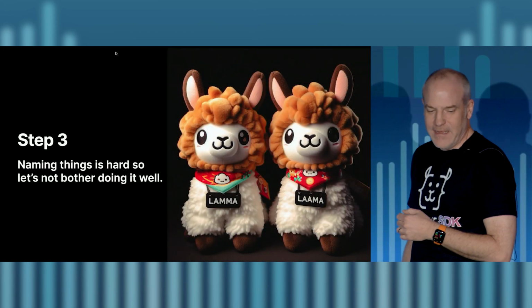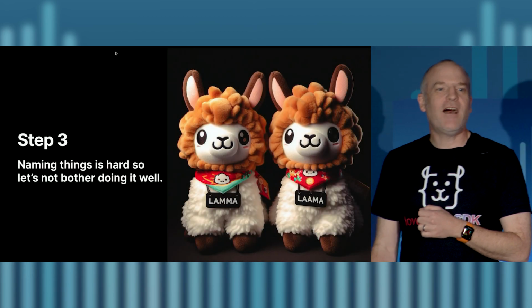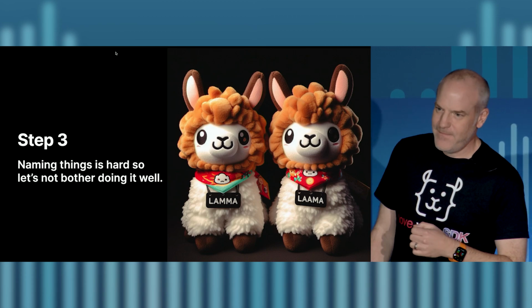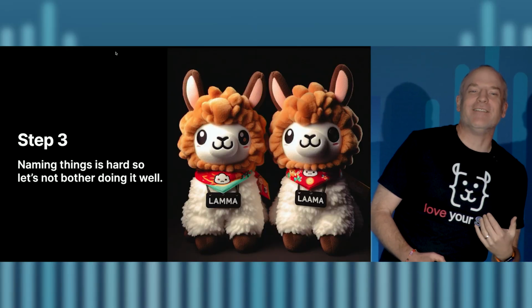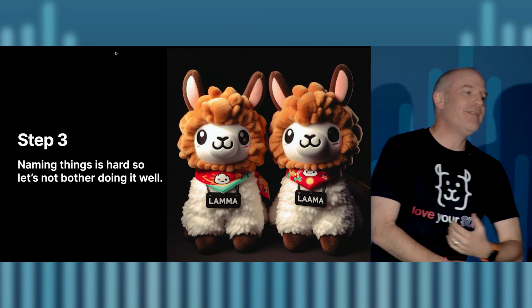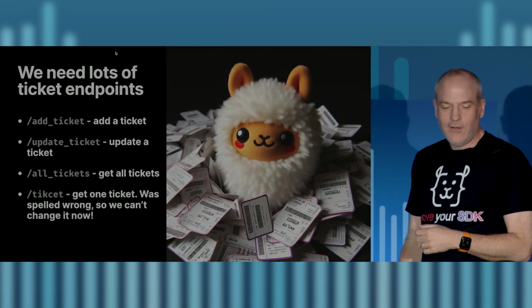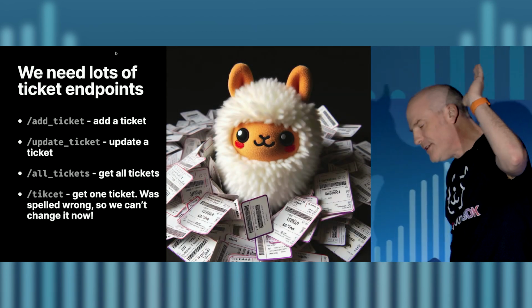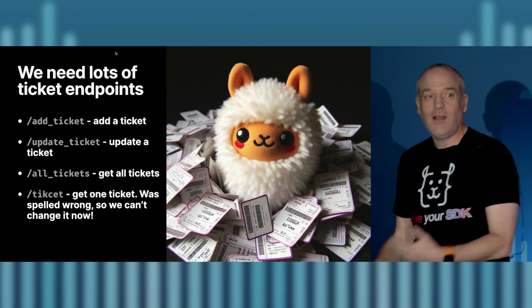Okay, step 3. Naming things is hard. The 4 hardest things in computer science, what are they? Cache invalidation, naming things, and off by 1 errors. Yeah, naming things is hard. So let's not bother naming things properly. Let's just come up with any old name that we want, and we can just throw in as many endpoints as we like to help people.